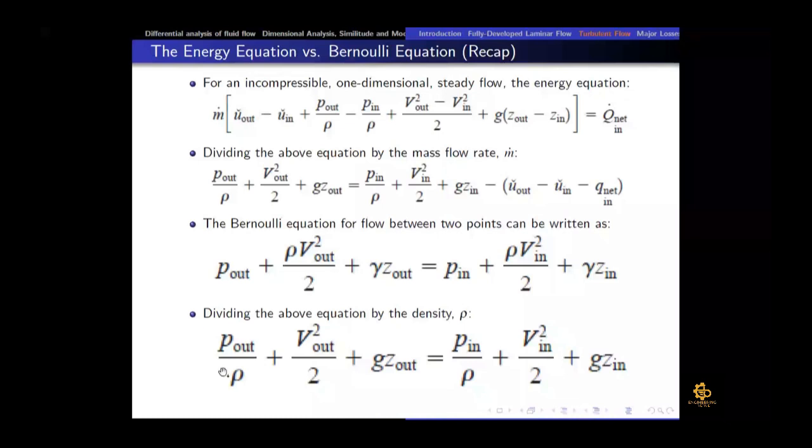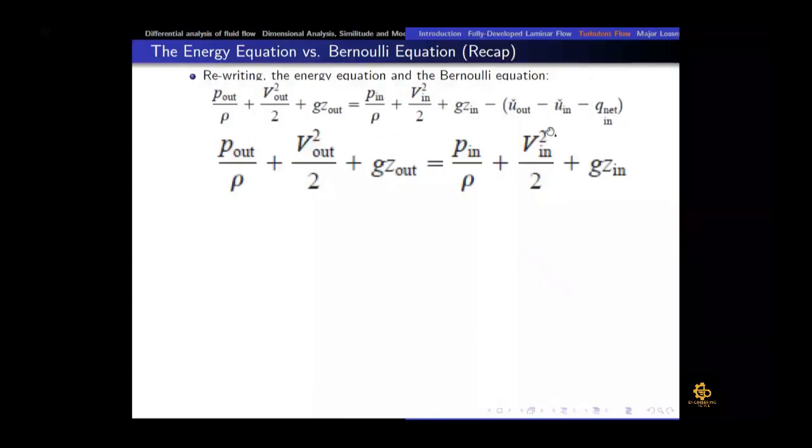So you can see the fourth equation and the second equation are essentially the same apart from this subtraction of the term U out minus U in minus Q net in on the last thing. So this term is basically the loss which the flow experiences due to friction, right? So I have written it here again.